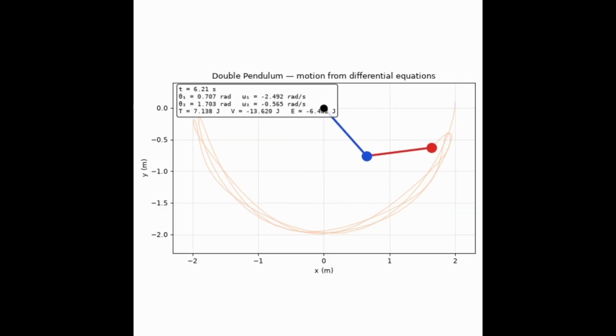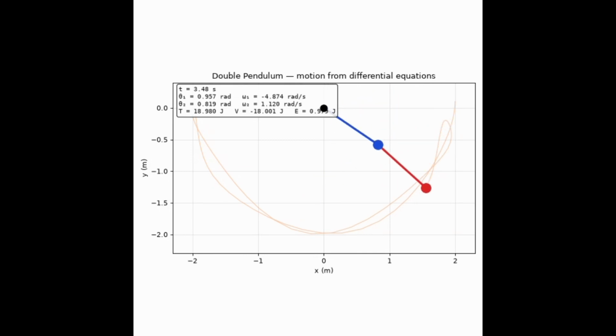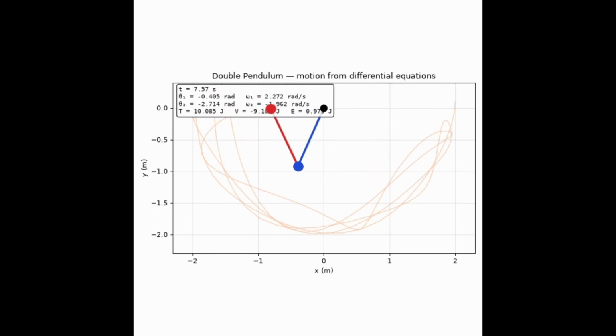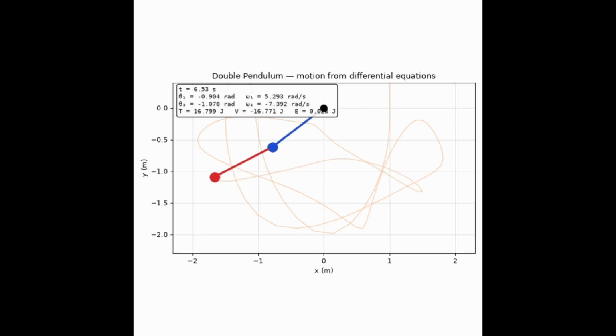In conclusion, we successfully derived the equations of motion of a double pendulum using the Lagrange method. We implemented the mathematical model in Python, solved the system numerically, created a computer simulation, and analyzed the influence of damping, gravity, and the initial conditions on the motion of the system.